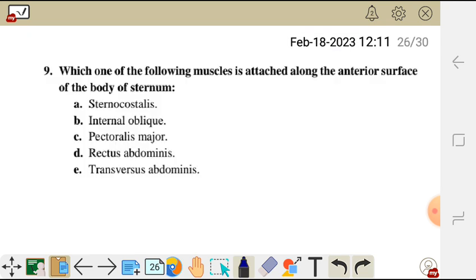Question 9. Which one of the following muscles is attached along the anterior surface of the body of the sternum? Which one among these is attached along the anterior surface of the body of the sternum? A, sternocostalis, B, internal oblique, C, pectoralis major, D, rectus abdominis, and E, transversus abdominis. So which one among these is attached at the anterior surface of the body of the sternum?